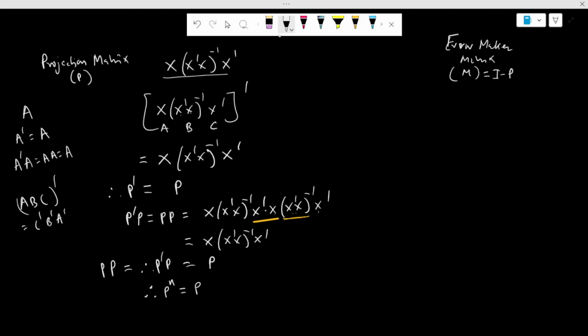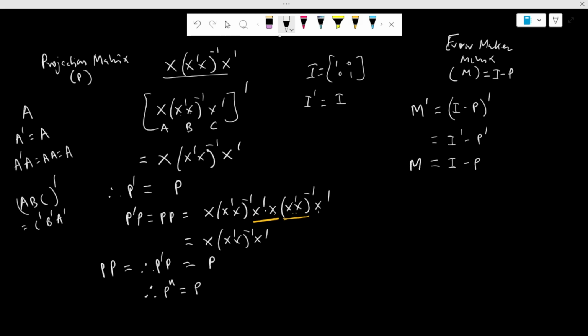Now let us prove that the error maker matrix is also an idempotent matrix. Let us see an example of the identity matrix, 1 0 0 1, and I transpose is also equal to I. This is equal to (I minus P) transpose, and let us operate it. This is I transpose minus P transpose. I transpose is equal to I, and P transpose is equal to P, because we have just proved this. This is again equal to the error matrix M.